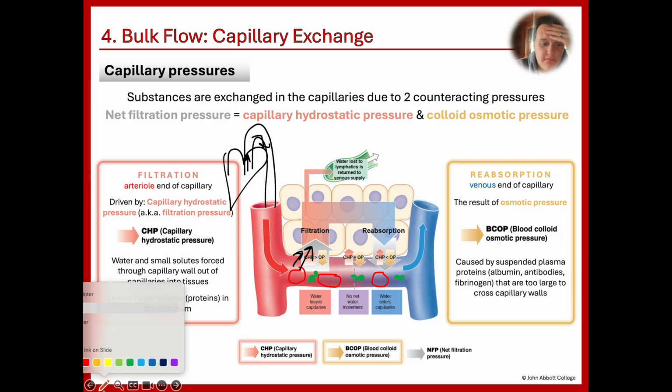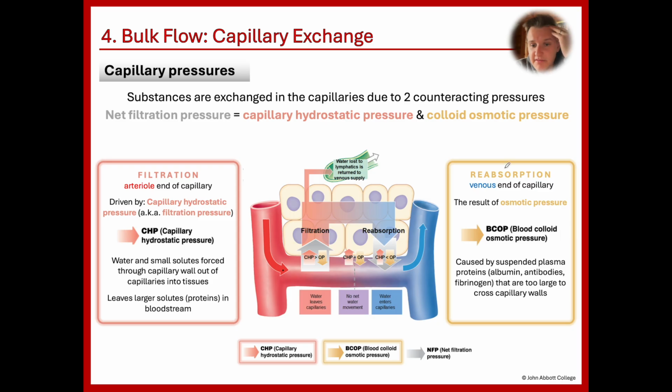Now, the other situation on the venous end is called not filtration. You're not filtering out all this stuff into the tissues. You're reabsorbing a lot of the stuff that you need back into the blood. So this is a result of the osmotic pressure. Do you see this arrow here, OP? It's much bigger than the capillary hydrostatic pressure. Some people call it blood colloid osmotic pressure. Colloid just means these bigger proteins.